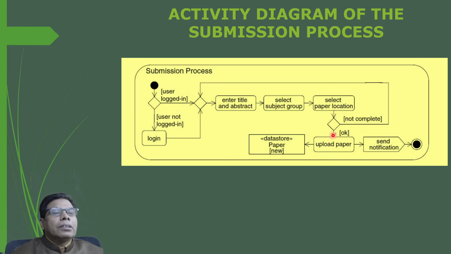And if this is not complete, then he has to go back again, enter the title and abstract, select the subject group and select the paper location. Then once the paper is uploaded, a notification will be sent to that particular user. Then the paper which is uploaded is stored in the paper database. Then it will be given to the reviewer for the review. So in this way, the activity diagram and the use case diagram can be used for modeling the requirements.